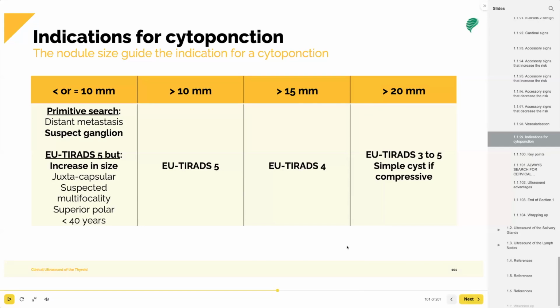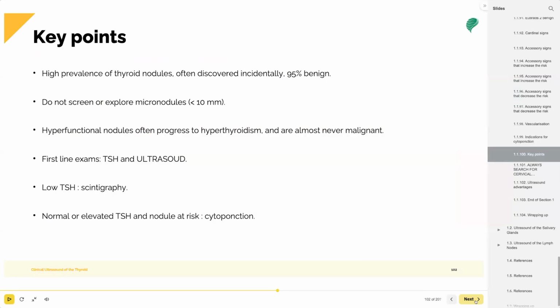Normally, if a thyroid nodule is less than a centimeter, it does not warrant a cytopunction, which can also be called a fine needle aspiration, or FNA. So there are a few different terms for it. However, in general, if the nodule is less than a centimeter or 10 millimeters, it is usually not poked with a needle to get a sample for further evaluation.